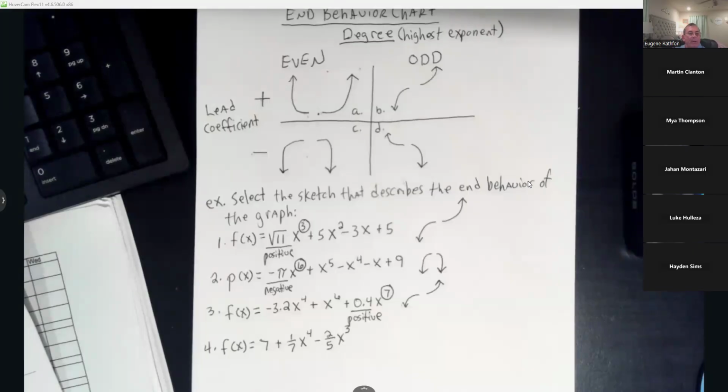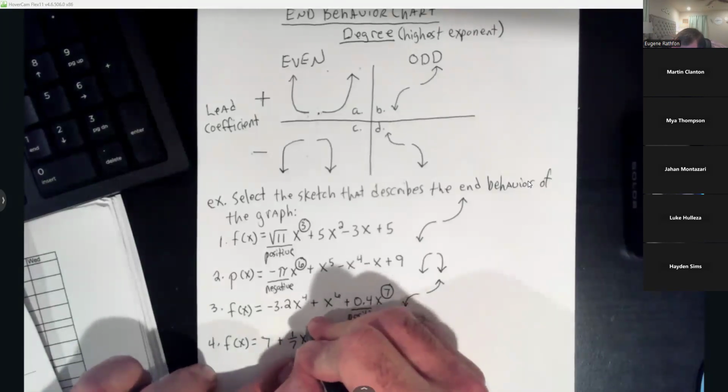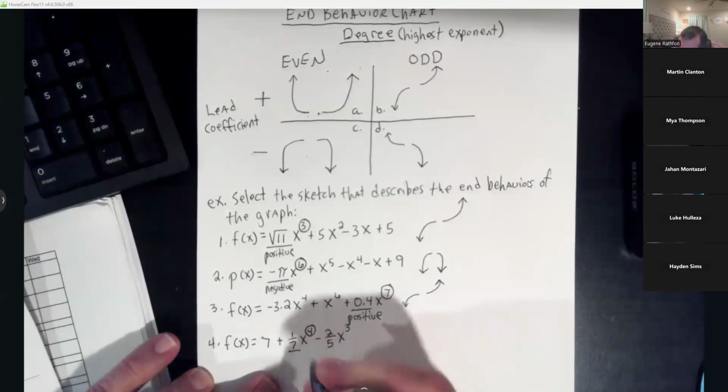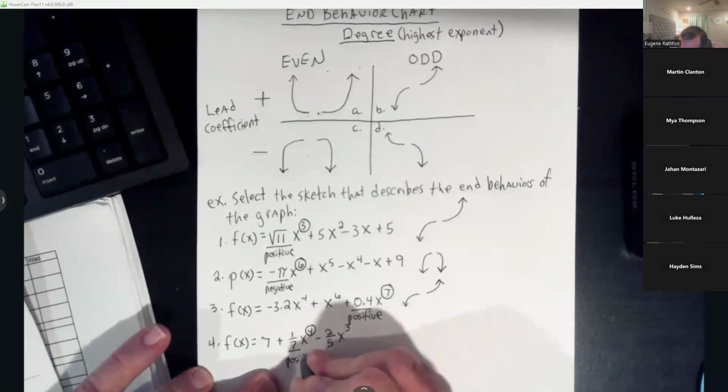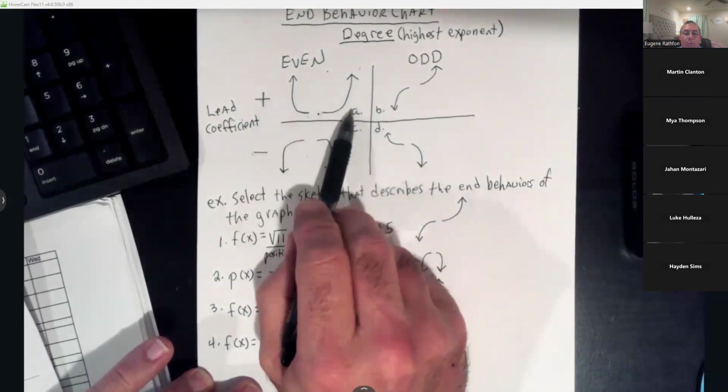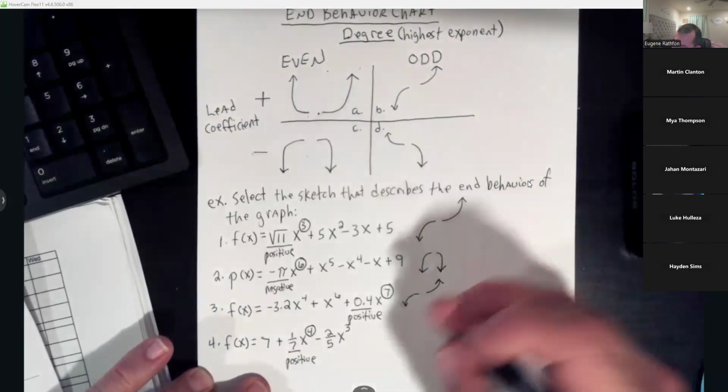So let me just ask you. All right, Caleb, you got an A. Mine got an A. Darren got an A. So good job. Y'all, this leading term will be the highest exponent. So that gave me a degree 4, which was even. That 1/7 is positive. So good job. Even and positive goes with A, which has both ends going up.